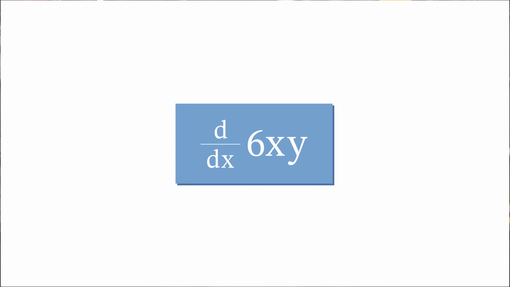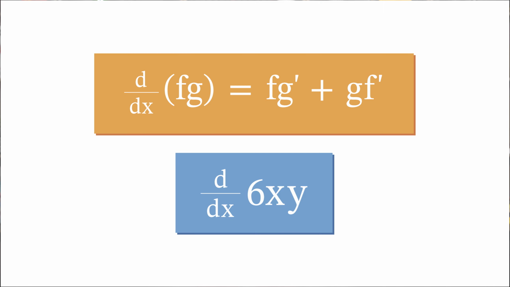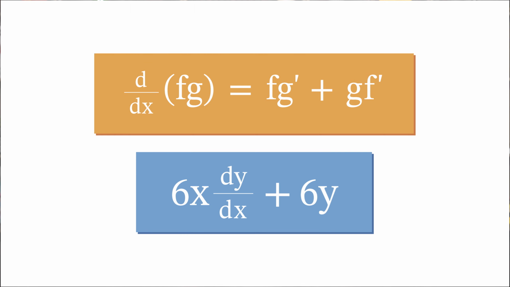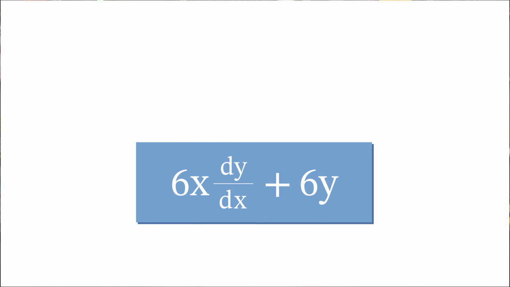As with derivatives of other products, this calls for us to apply the product rule. Remember, the product rule says that for two functions multiplied together, the derivative is the first times the derivative of the second plus the second times the derivative of the first. So the first times the derivative of the second gives us 6x times dy dx because the derivative of y, d dx of y, can be written as dy dx. Continuing with the product rule, we add the second times the derivative of the first, which gives us y times 6. Putting these together, we have 6x times dy dx plus 6y as the derivative of the first term.